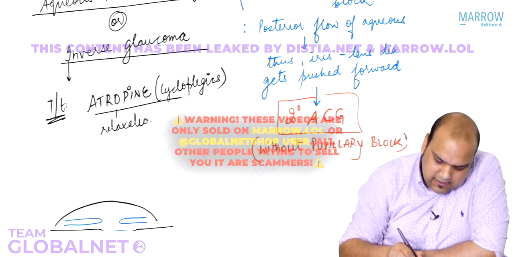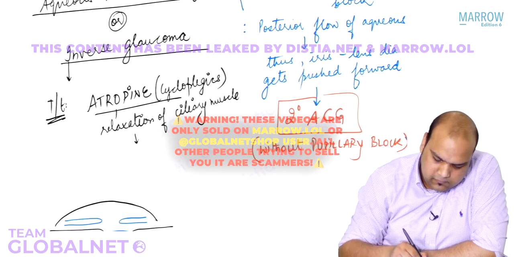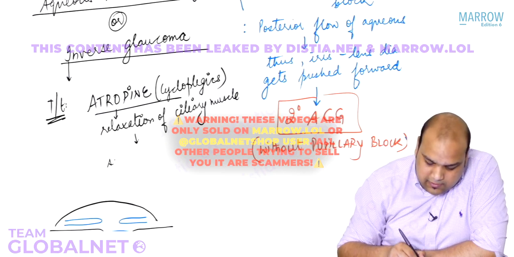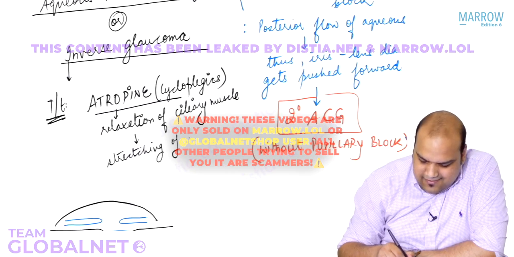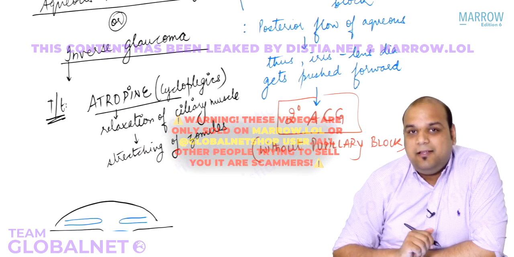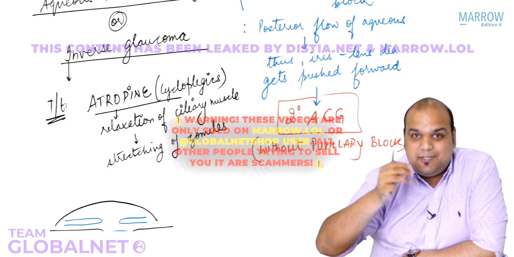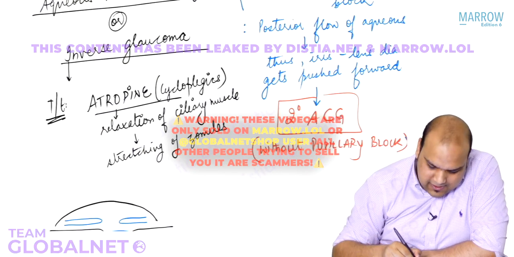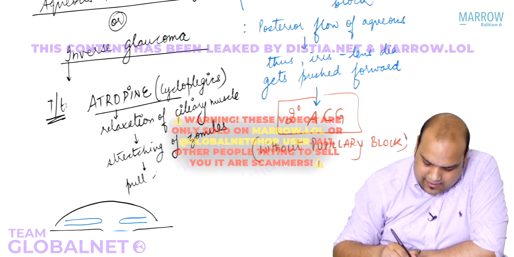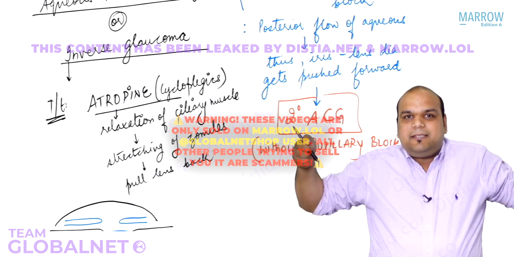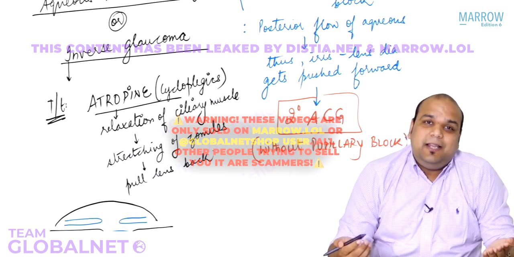relaxation of ciliary muscle will lead to stretching of zonules. Derive it from the accommodation, everybody. Muscle contracted, relax zonules. But when muscle relax, zonules have to stretch. When the zonules will stretch, they pull the lens back. Okay, so they will pull the lens back and thus they will break the ciliolenticular block.